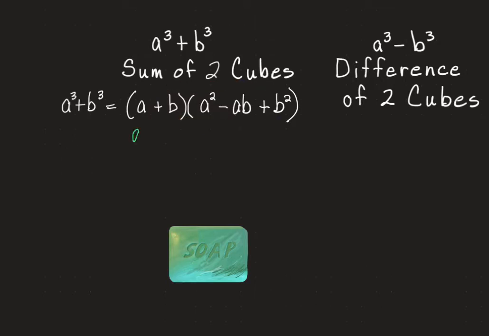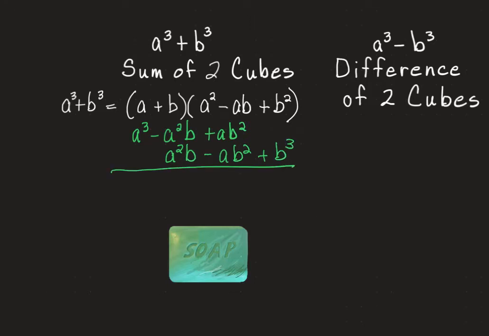A times a squared gives me a cubed. A times negative ab gives me negative a squared b. A times a positive b squared gives me ab squared. Now I'm going to line up the next multiplications that I do so that they are easier to add in the end. So I'm going to multiply b times a squared. Those are both positive, giving me positive a squared b, because order does not matter if I'm just multiplying. Then b times negative ab gives me negative ab squared. And then b times positive b squared gives me positive b cubed.